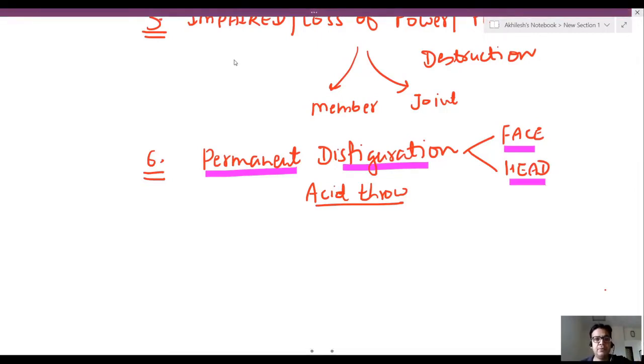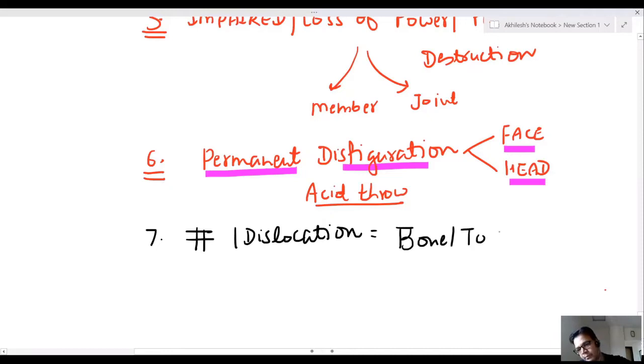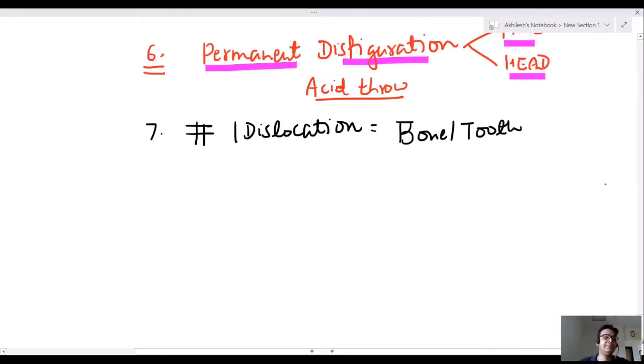Number seven, fracture and dislocation of bone or tooth. If your bone is fractured, bone is dislocated, tooth is fractured or tooth is dislocated, it is a grievous hurt. So what I have discussed till now: penis erection, eyesight, ear, member or joint, impairment, permanent disfiguration of face and head, and dislocation and fracture of bone and tooth.